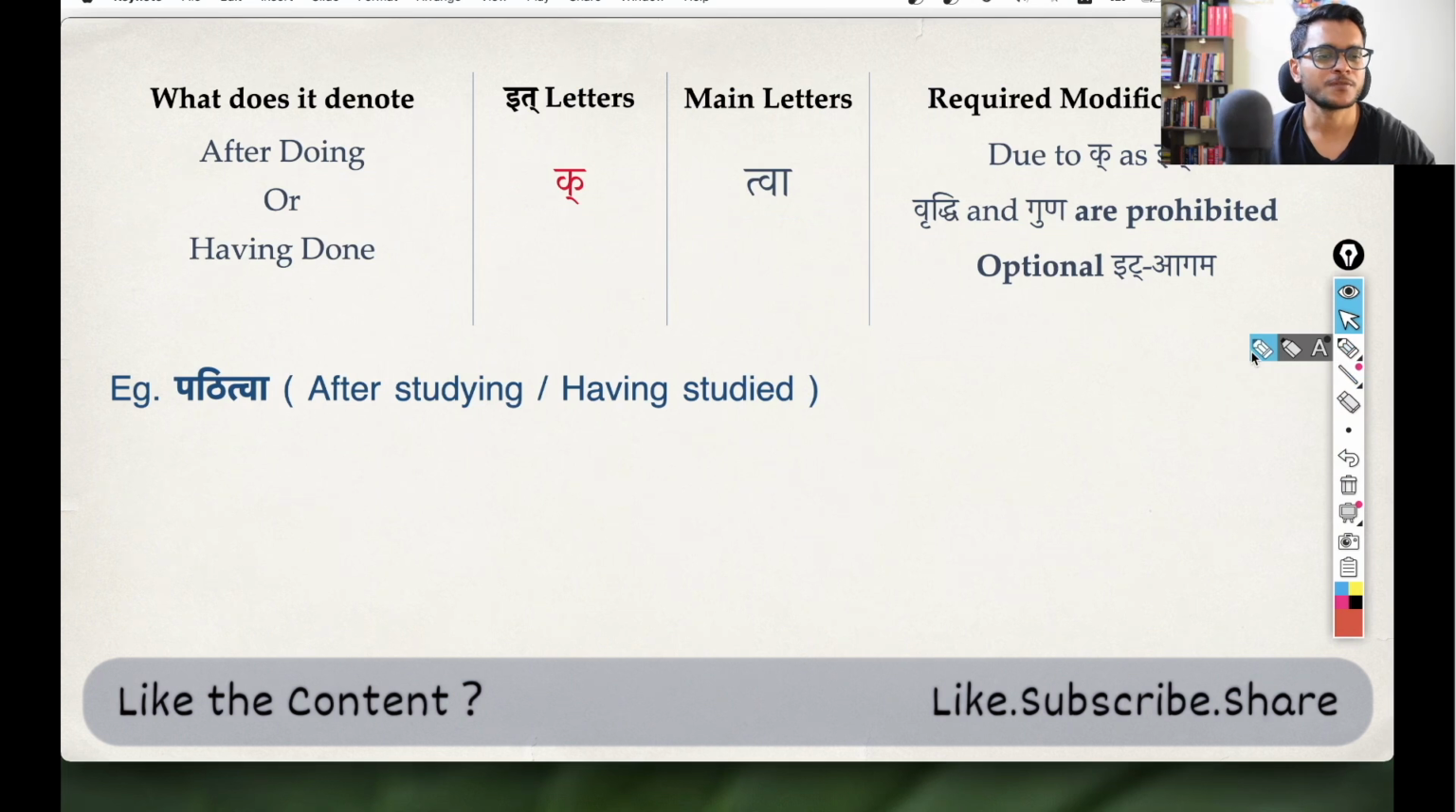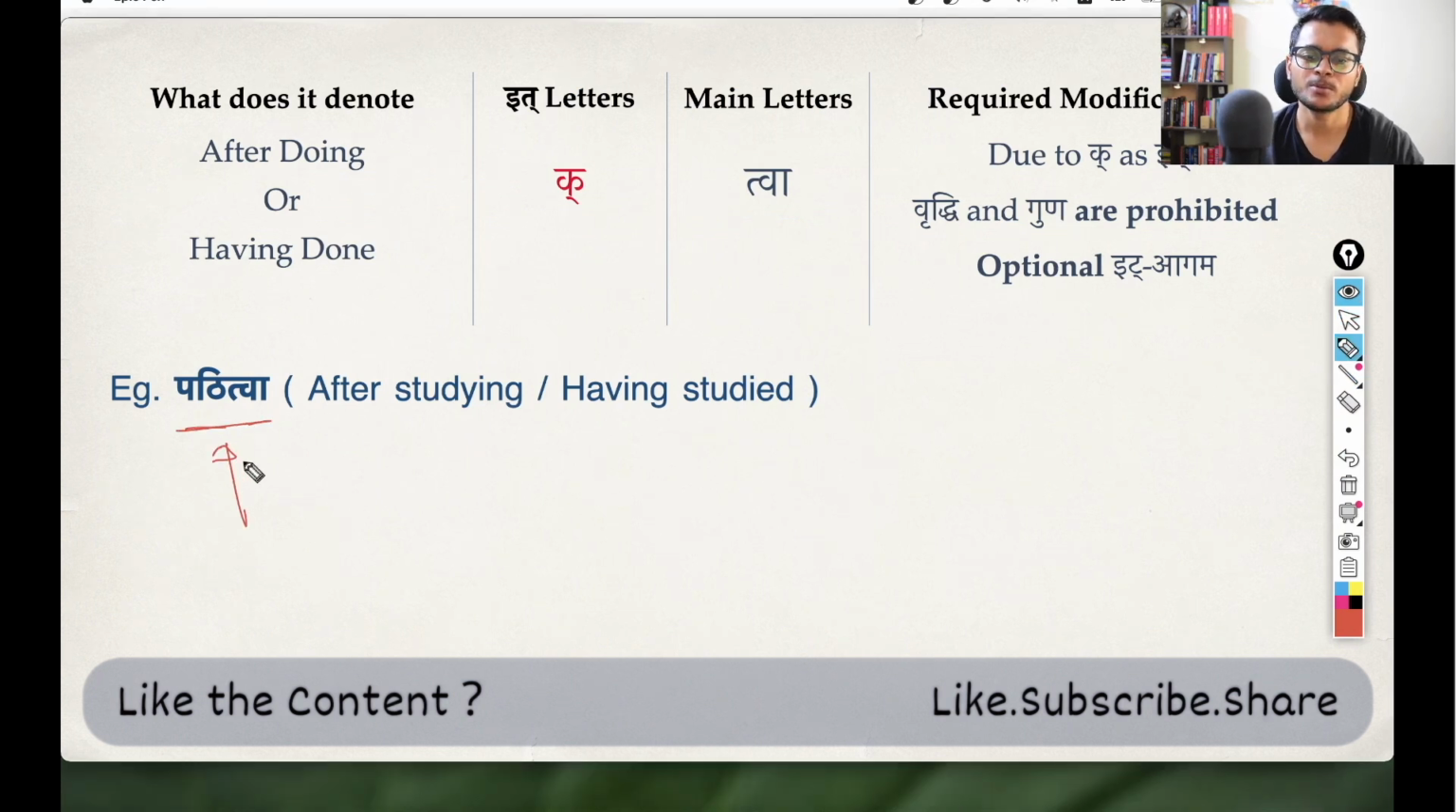So having done the action. This previous action is denoted by this twa suffix, and the same thing is denoted by the next suffix also, the lyap suffix. But more about it later. First let us see a few examples of this suffix. Okay, and anyways, this is a very common suffix. So all of you are aware of what this suffix does.